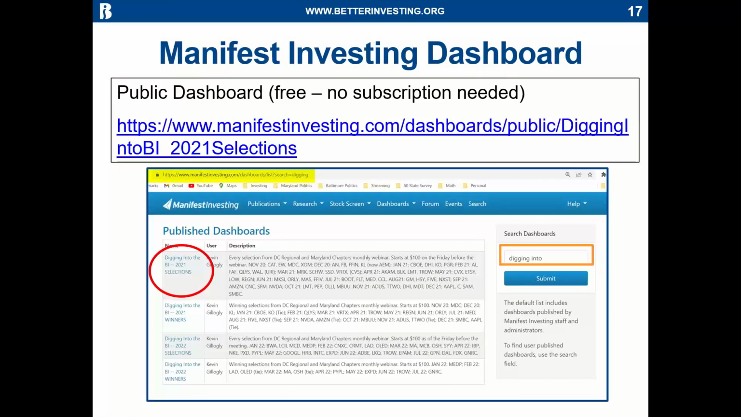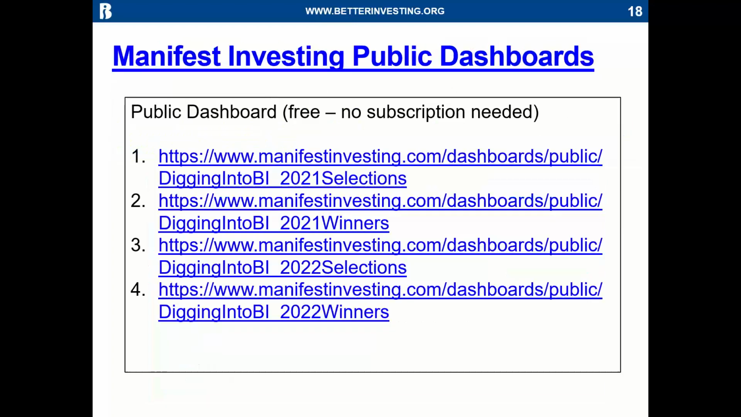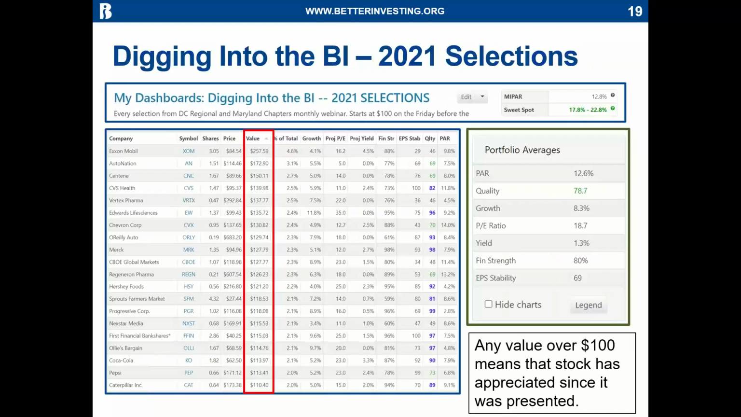If you have a Manifest subscription, you can come in there and take a look. You can search on the dashboard by just digging, and you'll find all 4 of them. Again, if you don't have a subscription, you can download this handout and click on that Manifest link up there, and you will go to it without a subscription. So here are the 4 actual dashboards. They're public, and you can look at them later, and they'll stay open for you to gather with. So here it is.